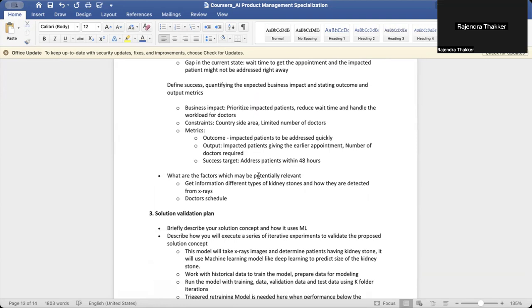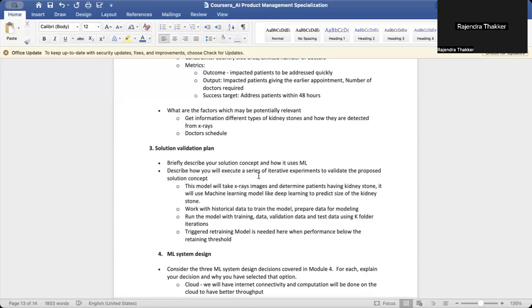Constraints are countryside areas and a limited number of doctors. Talking about some of the key metrics, the outcome from a business point of view is that impacted patients need to be addressed quickly. Output: impacted patients having the earlier appointment, and also the number of doctors required to address the number of patients. We can quote here that we want to have the success criteria to address the patients within 48 business hours.